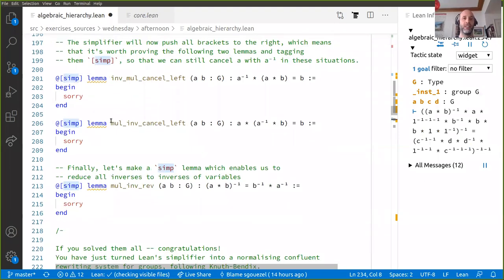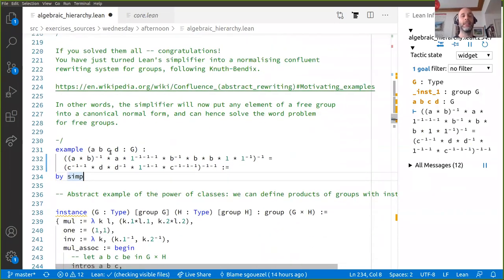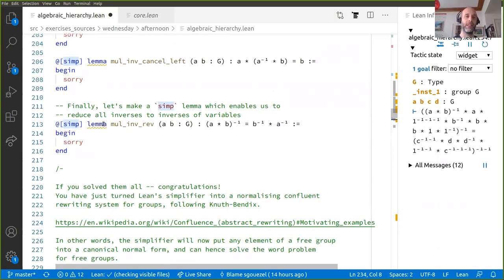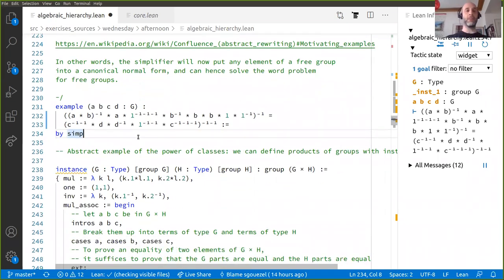So the first part of this file is to show you how to train a simplifier. And it's a very interesting question in general, how far you can train the simplifier. But we've now trained the simplifier to solve the word problem in groups. That's basically what we've done here. And a theorem of Knuth and Bendix is that these lemmas are precisely all you need to do that. So there's a fun thing, train the simplifier.